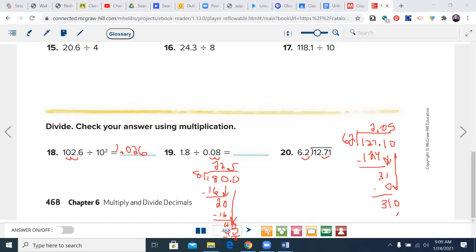5 times 2 is 10. Put a 0. Regroup the 1. 5 times 6 is 30. Plus 1 is 31. And that's what I'm going to need. Put a 0. So my answer is 2.05, or 2 5/100ths.